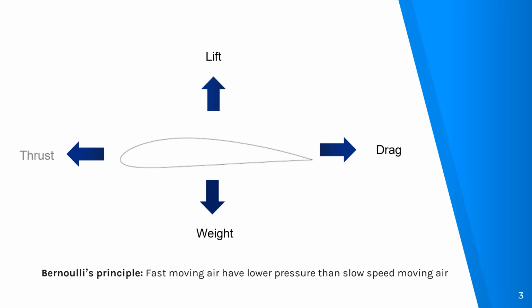The force of thrust produced by the engine will make the airplane move forwards. Drag is the force that opposes the relative motion of the airfoil and has a direction parallel to the airflow. Weight force is caused by the mass of the wing.